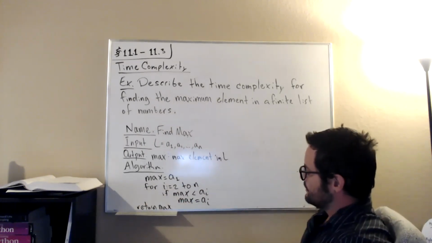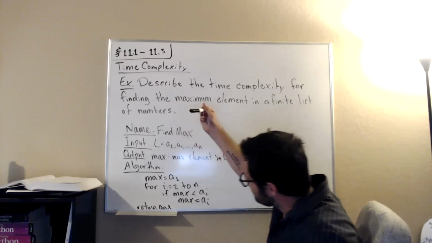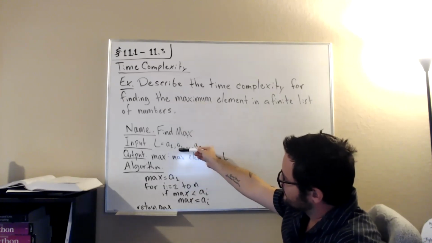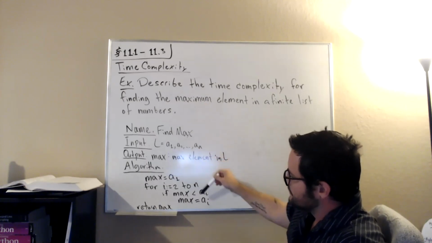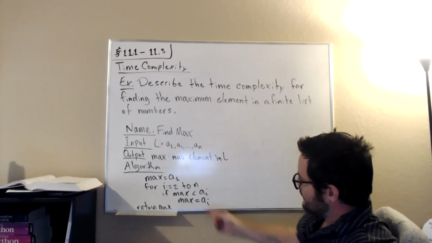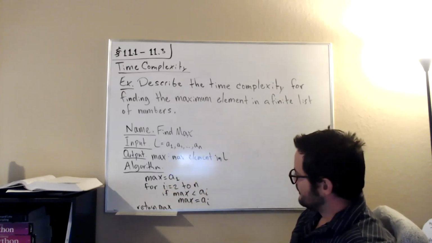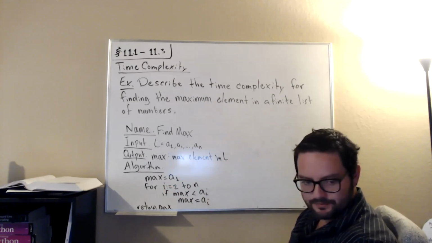Okay, so this will find the maximum element in a list. It assumes it's the first one, and then it checks to see if the next element is bigger, and so forth and so on until we get to n. And then after we get to n, we've exhausted each element, and we would find the maximum.